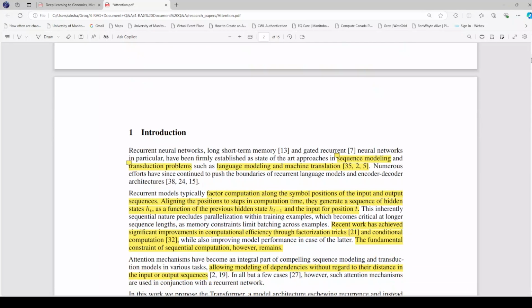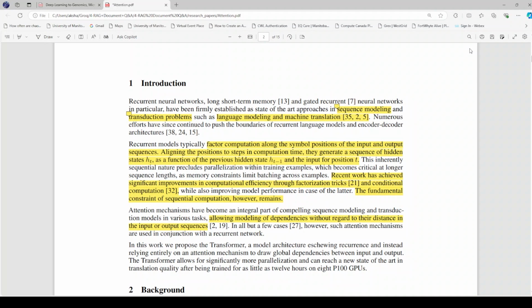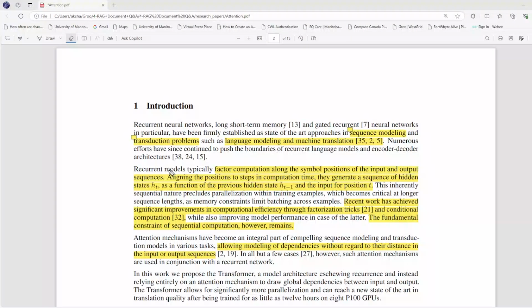Going into the introduction, we see that RNNs, LSTMs, and gated recurrent neural networks have been the state of the art in sequence modeling and transduction problems, and various efforts have been made to push the boundaries of recurrent language models and encoder-decoder architectures. They cite these papers here. So let's think about what exactly an RNN is.